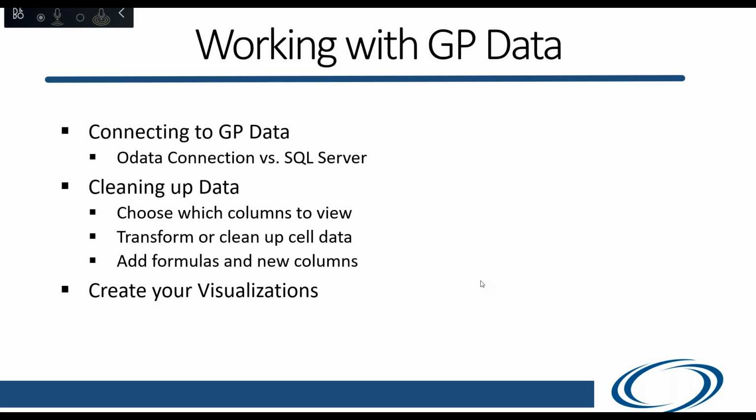Some of the things we're going to look at today is choosing the columns so we can cut that down, transforming some of the data or cleaning it up, and adding some formulas or new columns are also something that you can do. And then we're just going to create some basic visualizations. We're not going to spend as much time on creating visualizations. If that's something that you're interested in, we do have the Intro to Power BI webinar that we've done in the past that talks about the basic visualizations, but really the majority of our time is going to be spent looking at how the GP data comes over and what you can do with it once you have it.